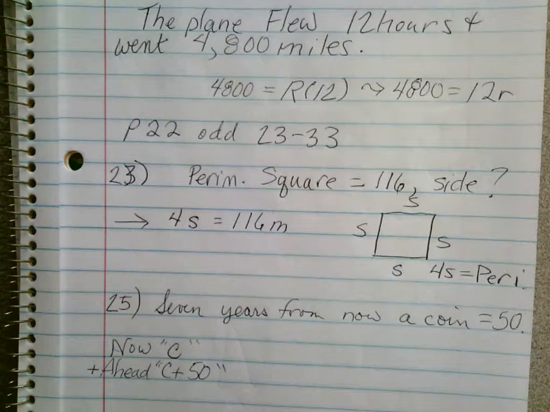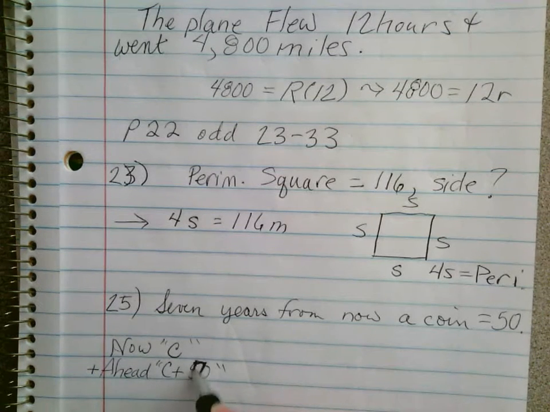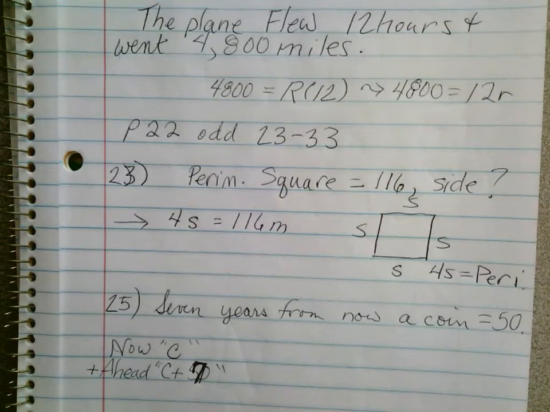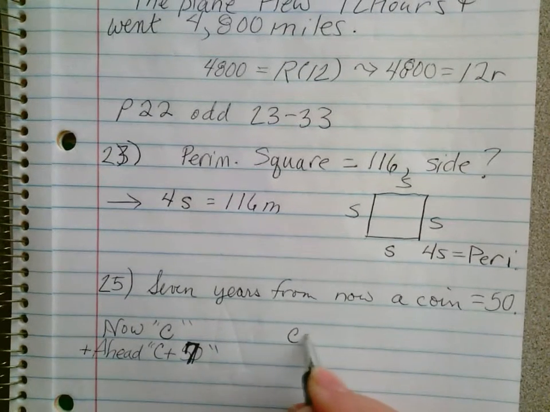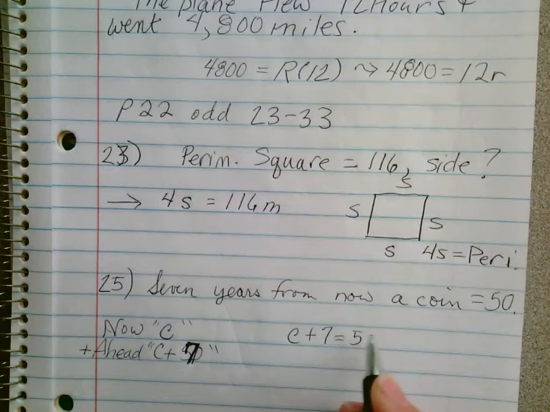I'm sorry, C plus 7. Shoot. 7 years from now. Sorry, C plus 7. 7 years from now. C plus 7. So the equation is C plus 7 is 50.